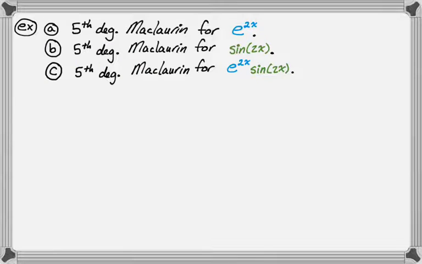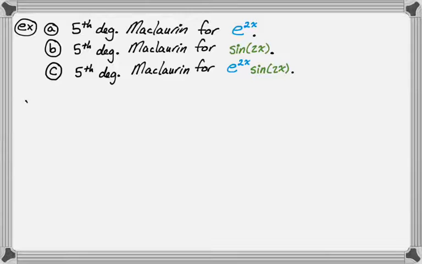In part A, we're going to find the fifth degree Maclaurin polynomial for e to the 2x. And in part B, we're going to do the same for sine of 2x. Then in part C, we're going to do the same for e to the 2x times sine of 2x. So this problem is constructed so that parts A and B kind of lead to part C. So let's do parts A and B, and then we'll talk about part C.